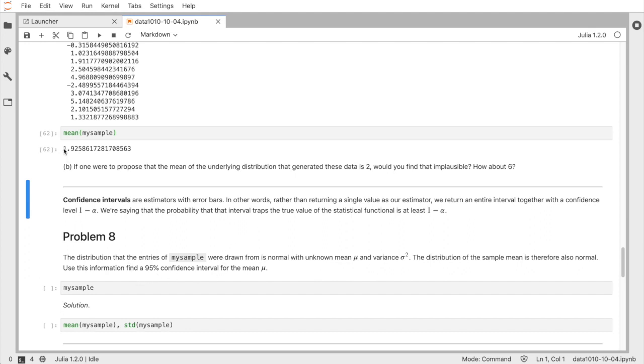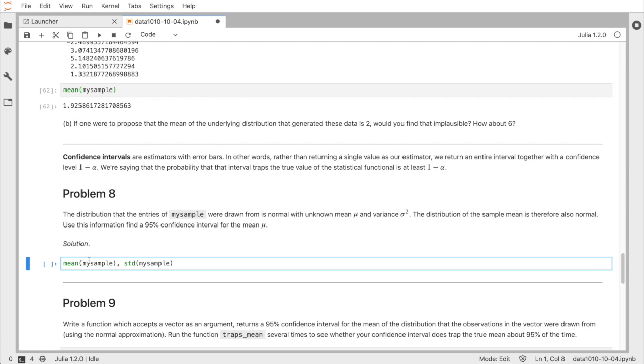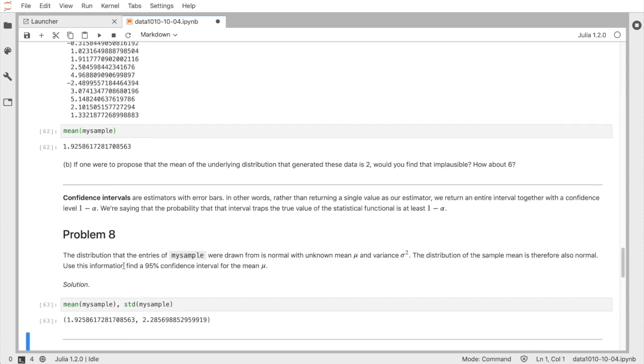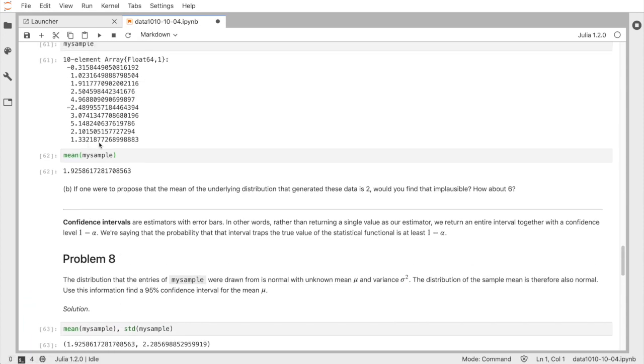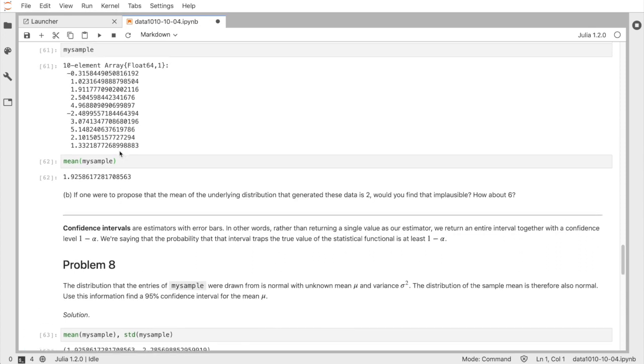In other words, we're trying to take this 1.92 value and move up a little bit and down a little bit in such a way that we're going to trap the actual value with a high probability, with a 95% probability. So what we're going to do is calculate the mean and the standard deviation of that list of observations. These are estimating the mean and standard deviation of the underlying distributions. They're estimating mu and sigma.